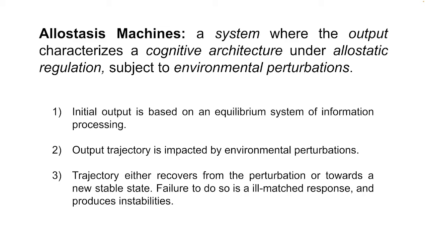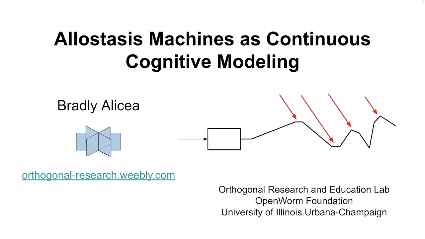So, allostasis machines can be defined as a system where the output characterizes a cognitive architecture under allostatic regulation, subject to environmental perturbations. And I have a sketch of what an allostasis machine looks like, its inputs, its outputs, and the perturbations acting on the output trajectory.